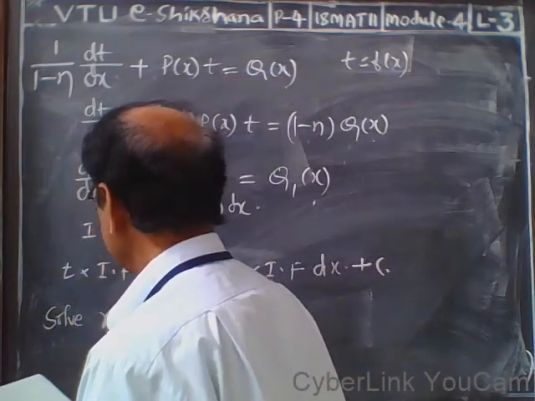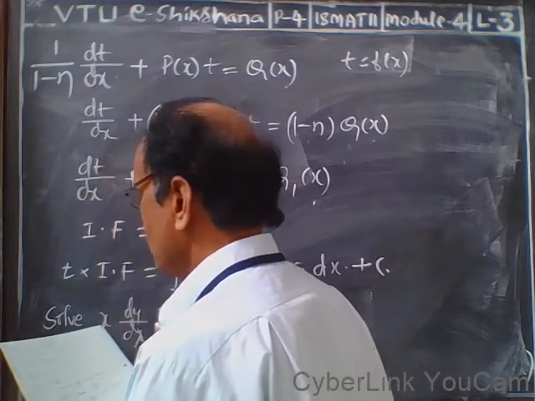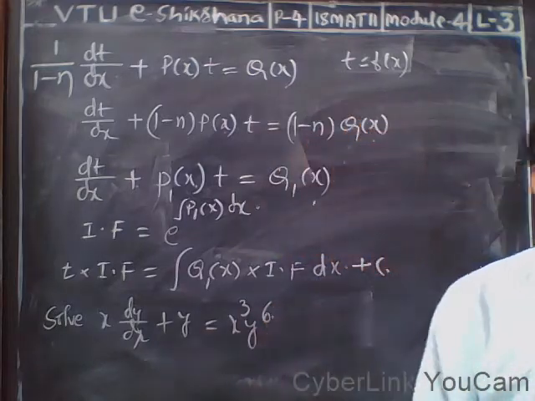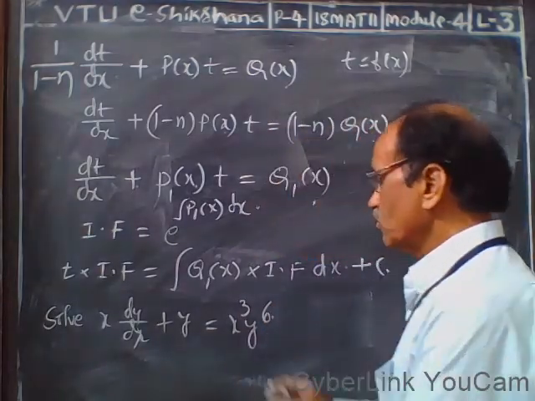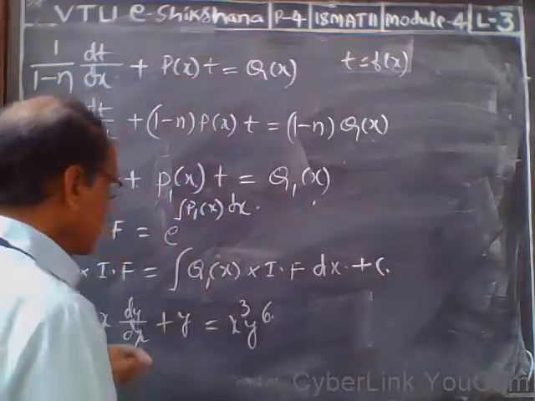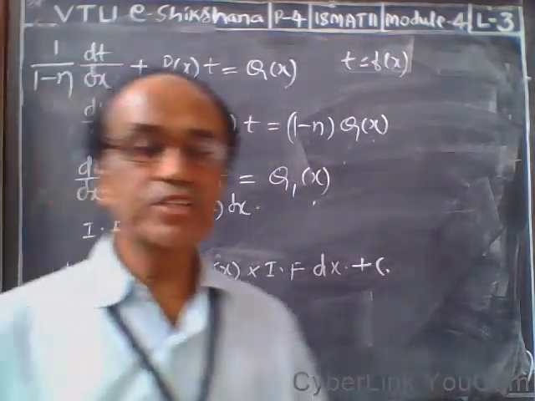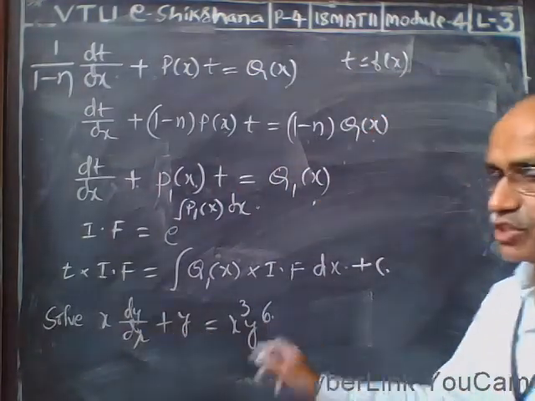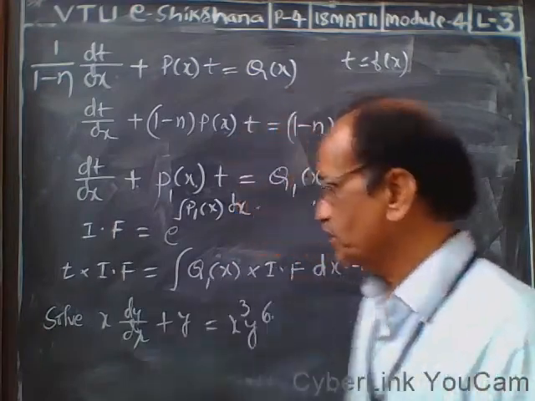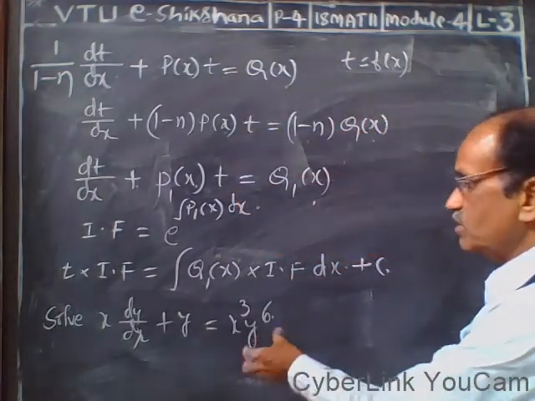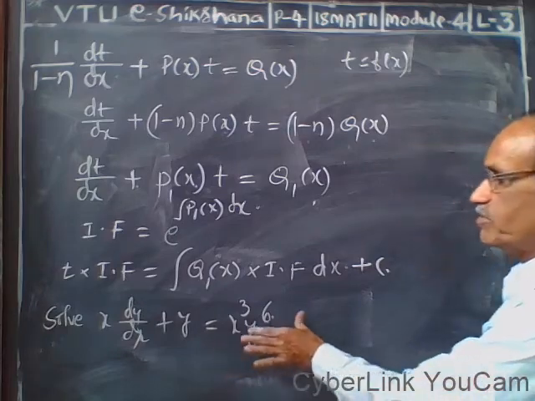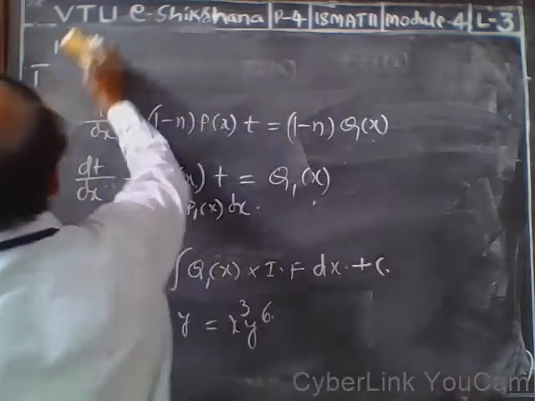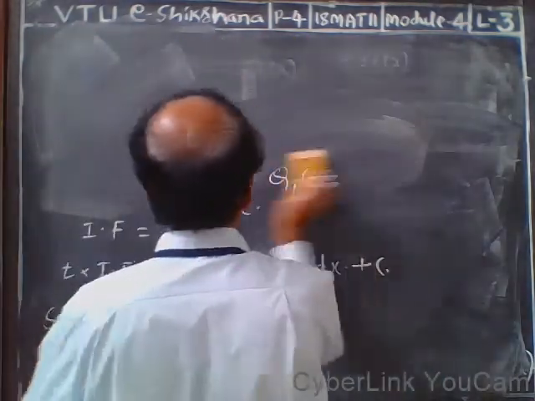Solve x into dy by dx plus y equal to x cube into y to the power 6. This is said to be a nonlinear differential equation, where you need to rewrite the differential equation. Then this nonlinear differential equation is to be made a linear differential equation. You need to remove the dependent variable which is not of first degree. First you need to convert this in terms of a linear differential equation.